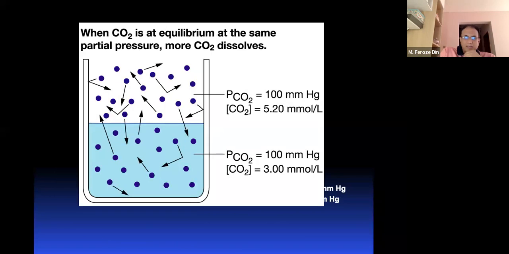This is just a diagram showing you that carbon dioxide, for example, is much more soluble than oxygen, so that more carbon dioxide dissolves in water as compared to oxygen if it is subjected to the same amount of pressure.